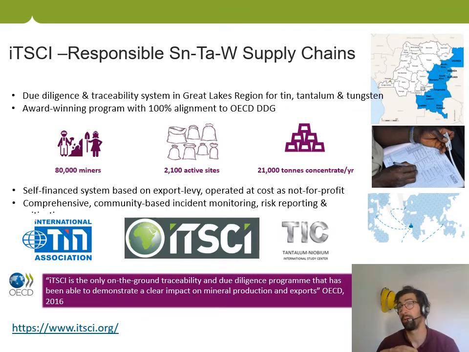Within the whole system of small-scale mines, there's about 80,000 miners, over 2,000 active sites, and collectively they produce about 20,000 tons a year of concentrate. And whilst the amount of tin and tungsten is not globally significant, more than half of the world's tantalum goes through this system of due diligence and traceability.